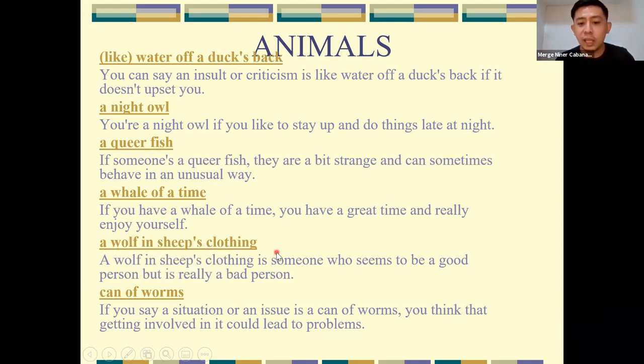A wolf in sheep's clothing, they are treacherous people. They are the ones who will stab you in the back. When you say wolf in sheep's clothing, they are pretending to be good, but deep inside, they are really a bad person. Can of worms, if you say a situation or an issue is a can of worms, you think that getting involved in that could lead to problems, and you're trying to avoid that, okay?